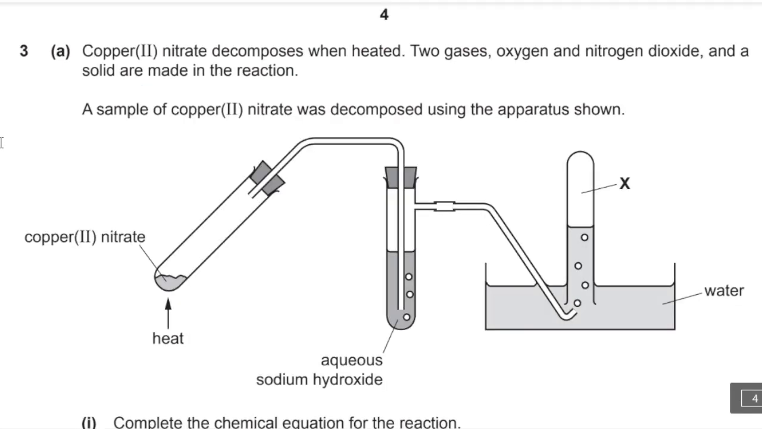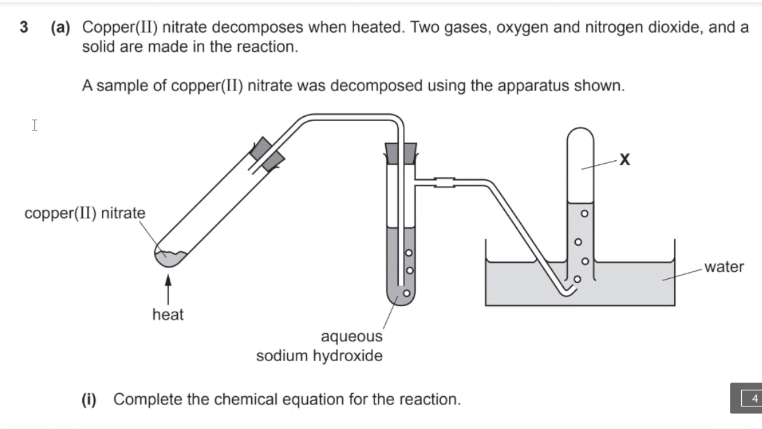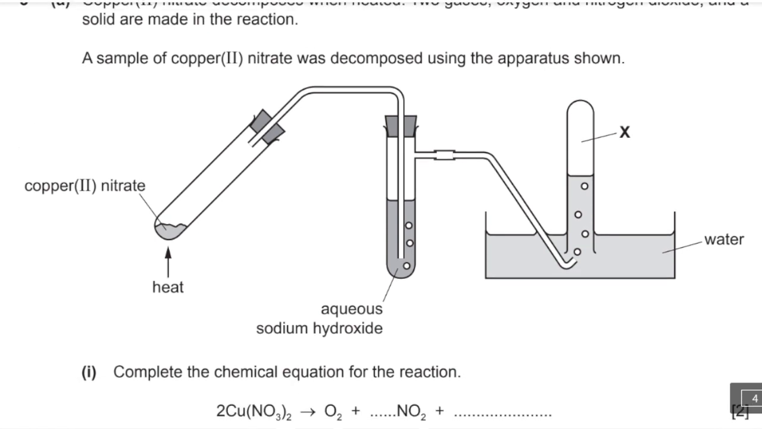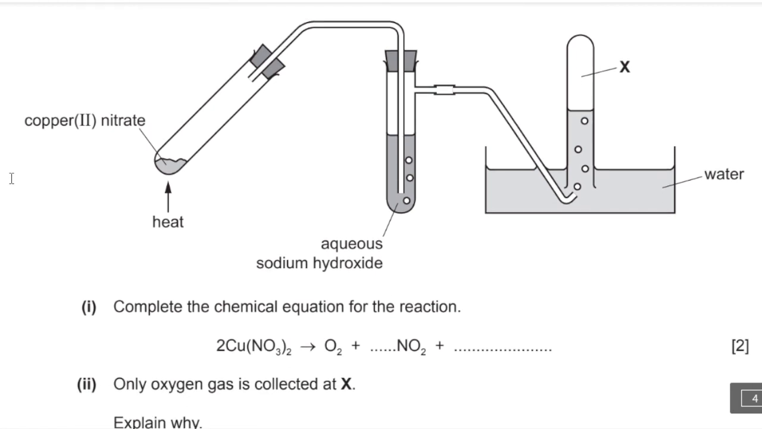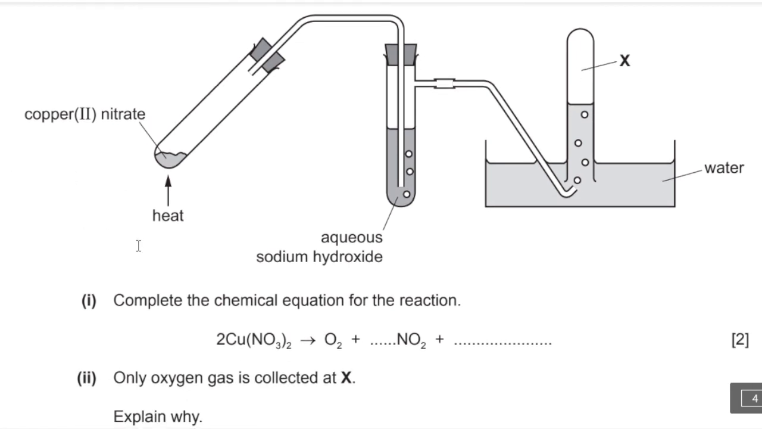Question 3. Copper nitrate decomposes when heated. 2 gases, oxygen and nitrogen dioxide, and a solid are made in the reaction. So the solid over here is going to be copper oxide. A sample of copper nitrate was decomposed using the apparatus shown. 1. Complete the chemical equation for the reaction. So you have copper nitrate decomposing to form oxygen, nitrogen dioxide, and copper oxide.